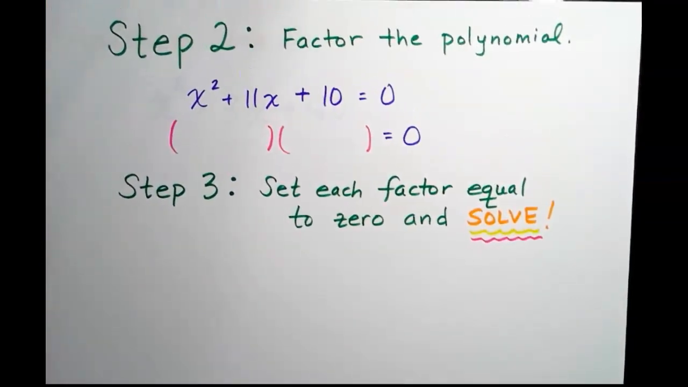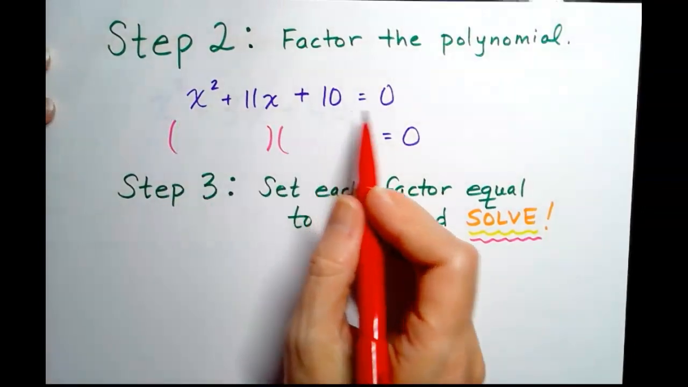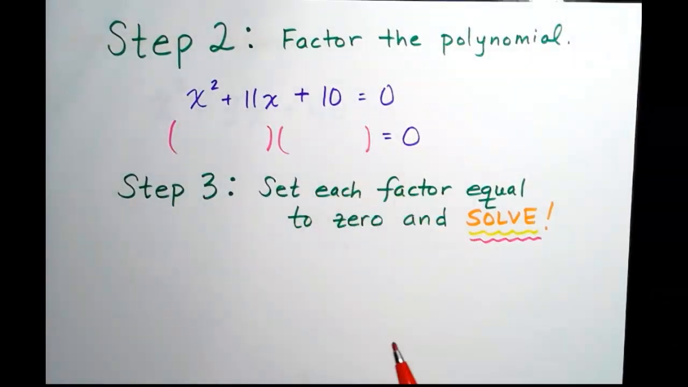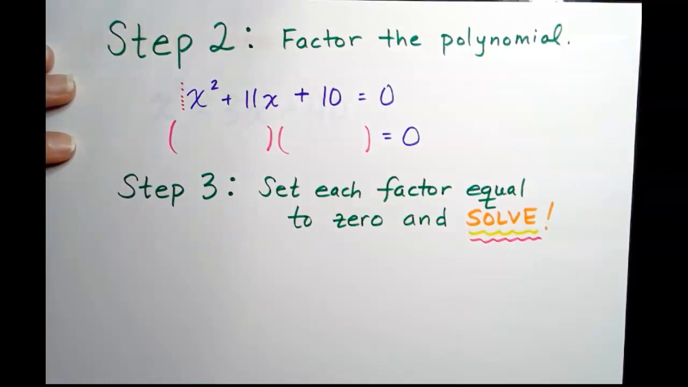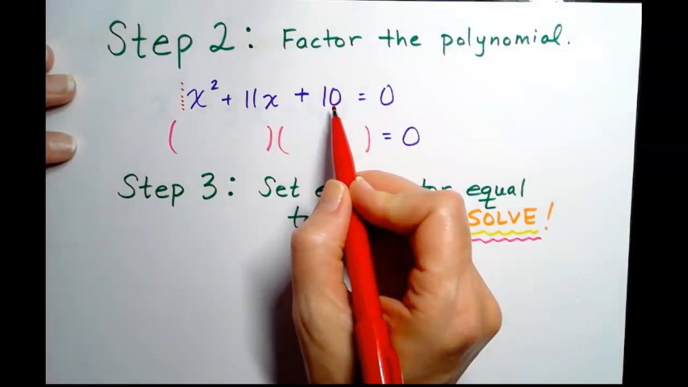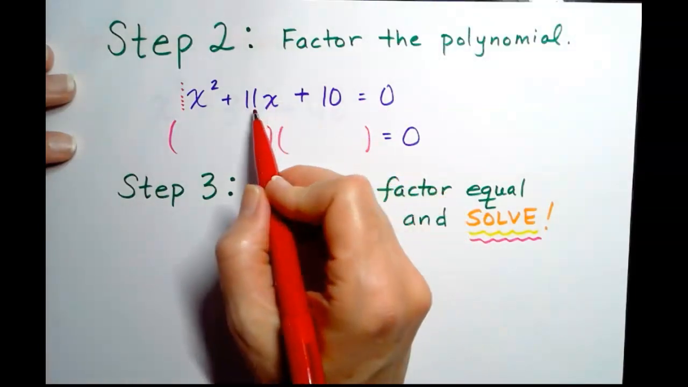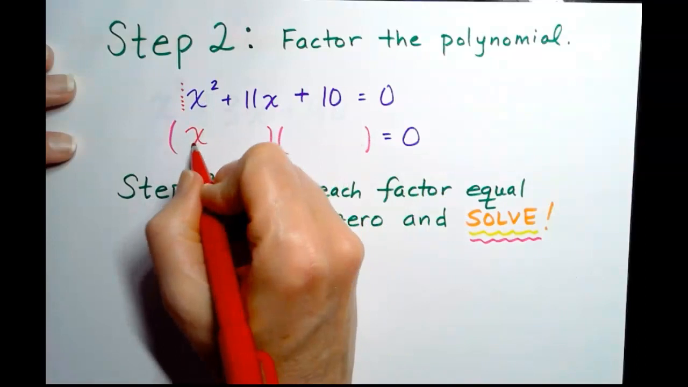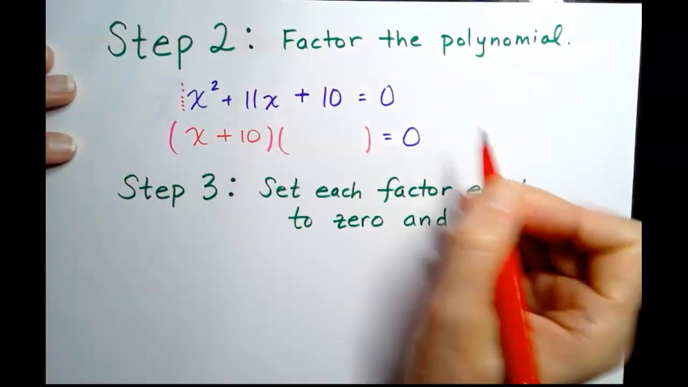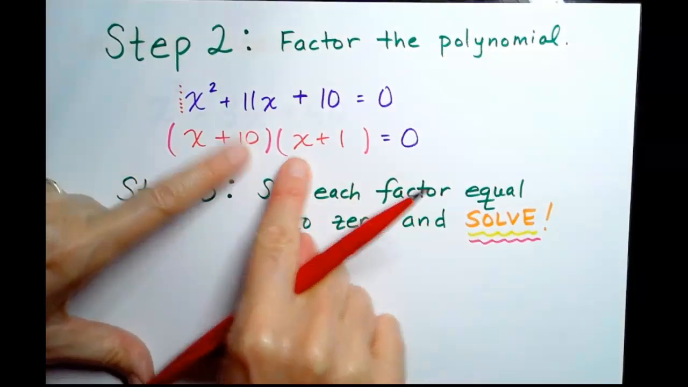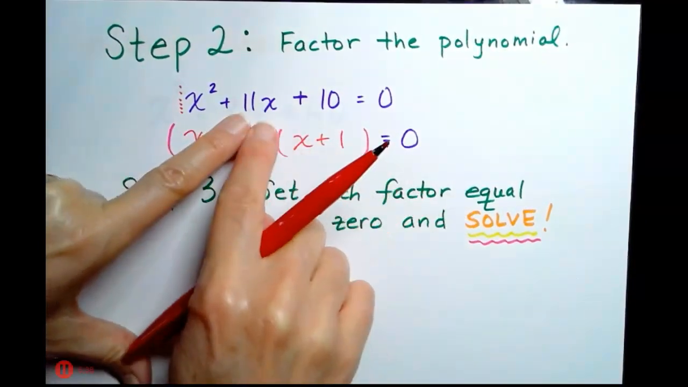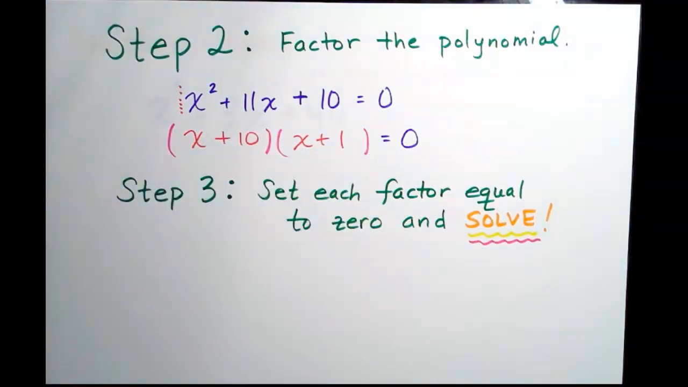So, step 2, after we've got it in descending order and we set it equal to 0, then we need to factor the polynomial. So I've started us off with a simple one. There's a 1 up front. When there's a 1 up front, all we have to do is ask the question, what are factors of 10 that add to 11? That's 10 and 1, x plus 10, x plus 1. So there's your 1x, there's your 10x. 1x plus 10x gives us 11x in the middle, so these are our factors.